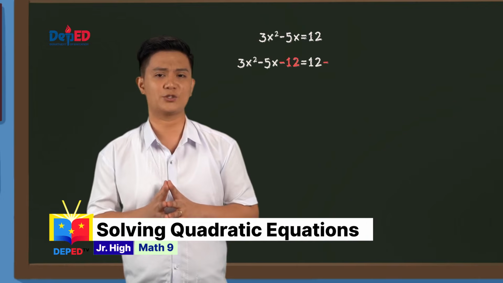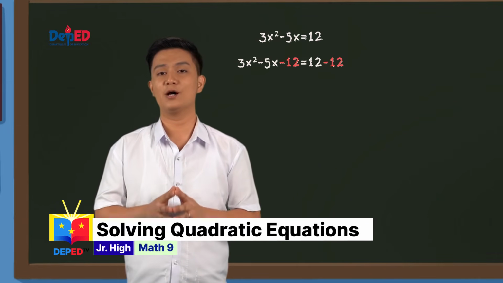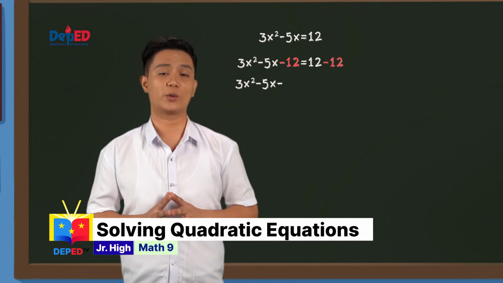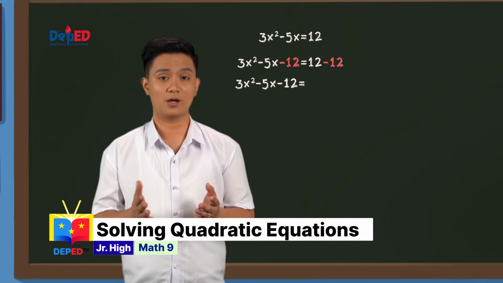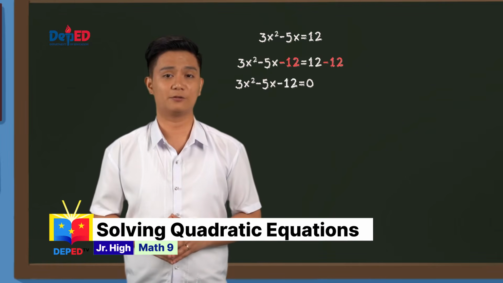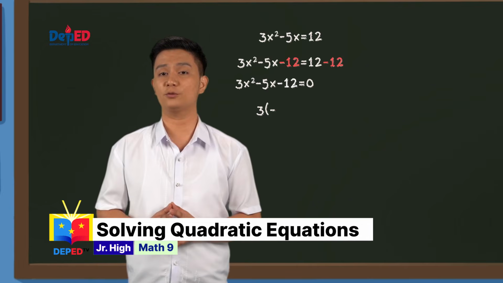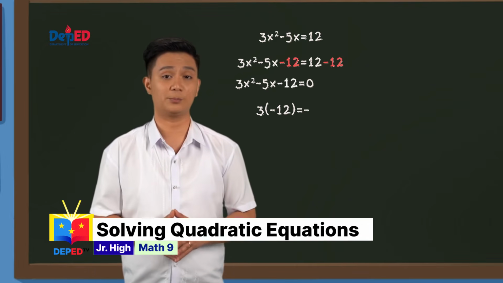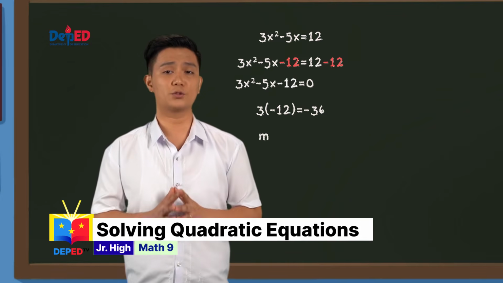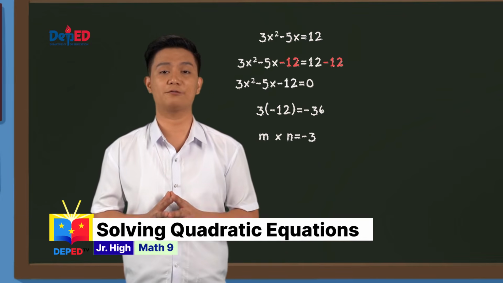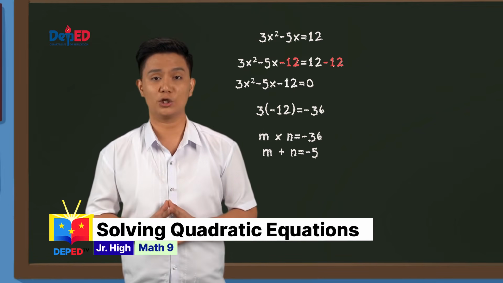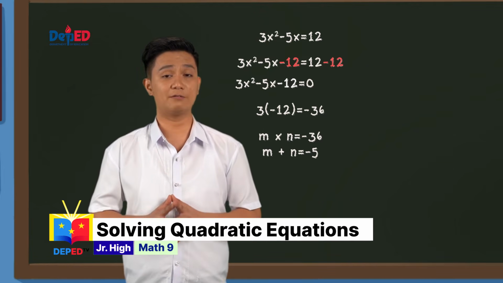Take note that this trinomial is an example of the case where the leading coefficient's absolute value is greater than 1. So, how do we factor such a trinomial? We multiply 3, the leading coefficient, by negative 12, the constant term. Their product is negative 36. So, we have to think of two numbers whose product is negative 36 and whose sum is negative 5, the middle term's coefficient. Have you figured them out?